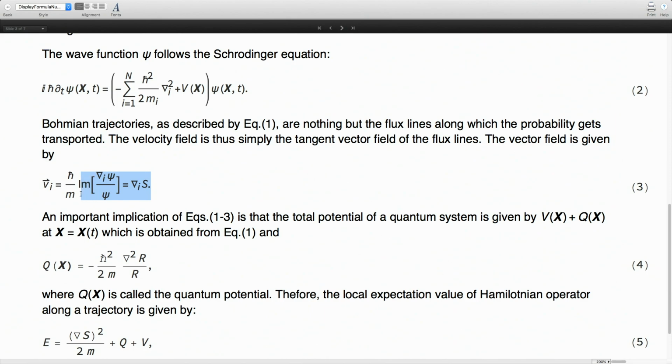So you see, we have a velocity field, and the particles, the trajectories, the probability flux is basically following that velocity field. That's one way of seeing those trajectories.